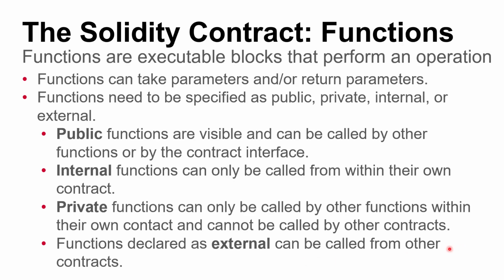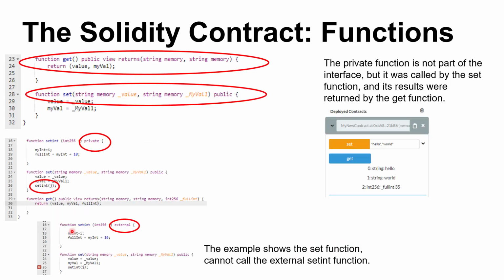So functions have visibility. Public functions are visible and can be called by other functions or by another contract, by the contract interface. Internal functions can only be called from within their own contract. Private functions can be called by other functions within their own contract and cannot be called by other contracts. And external functions can be called from other contracts. And we can see here some examples.